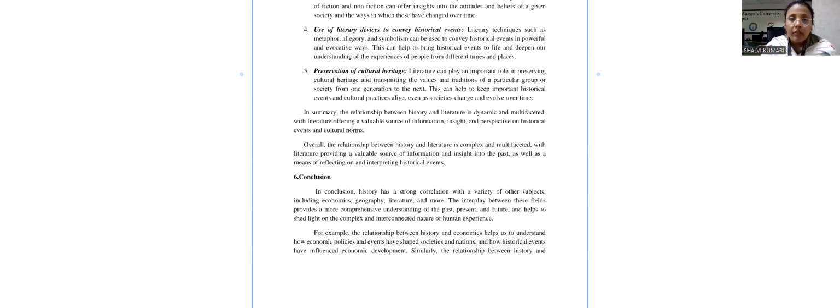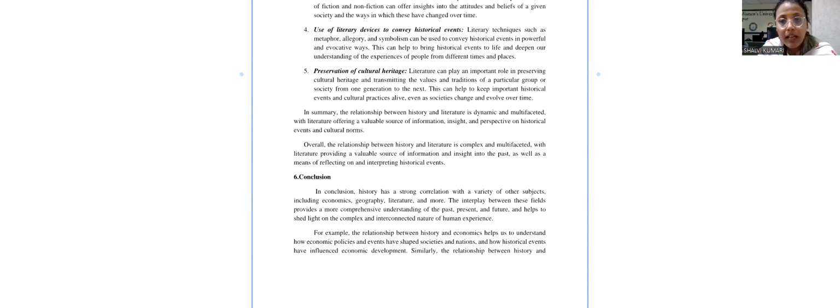So, in summary, the relationship between history and literature is dynamic and multifaceted, with literature offering a valuable source of information, insight, and perspective on historical events and cultural norms. Overall, the relationship between history and literature is complex, with literature providing a valuable source of information and insight from the past, as well as a means of reflecting and interpreting historical events.